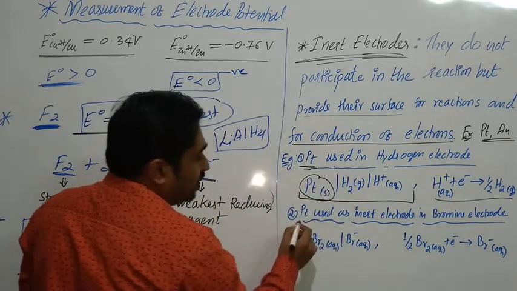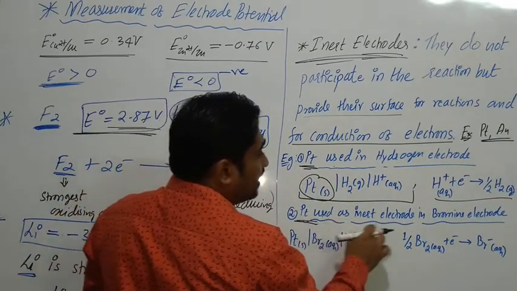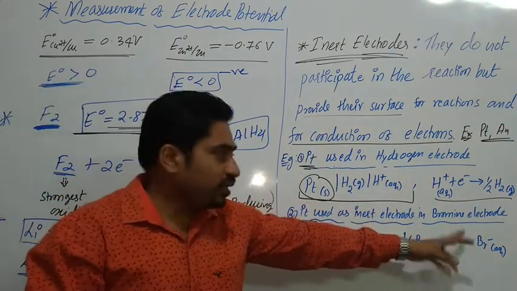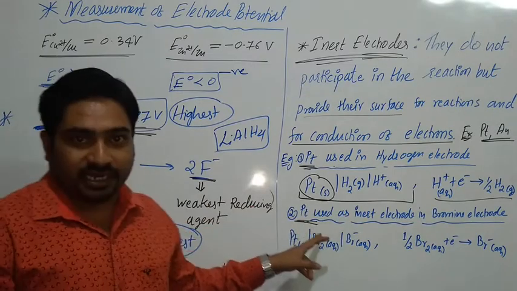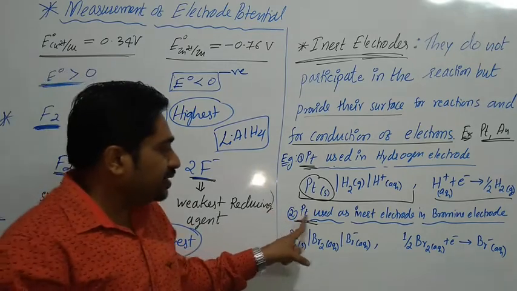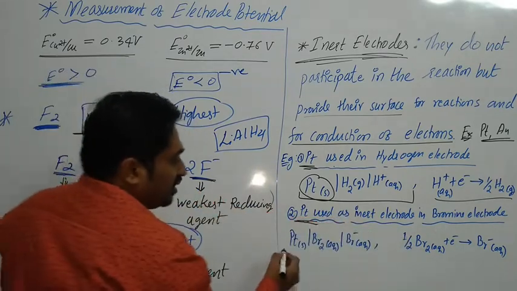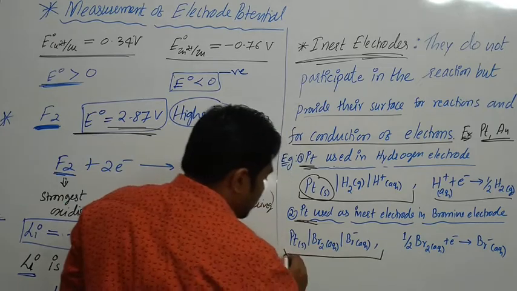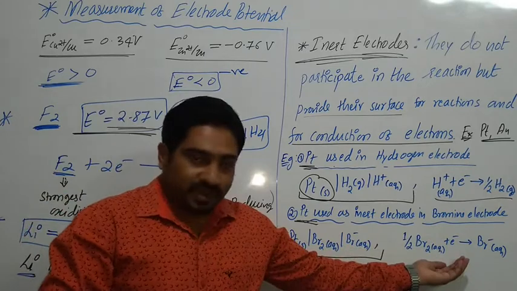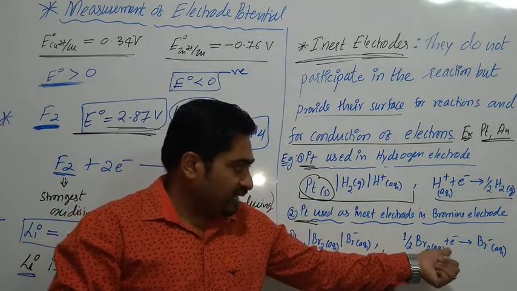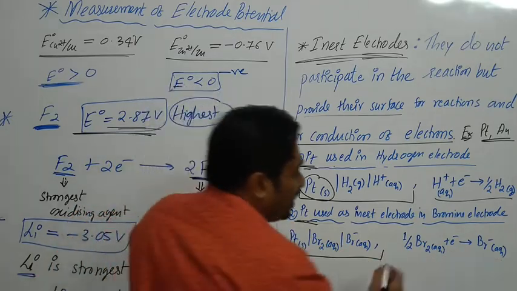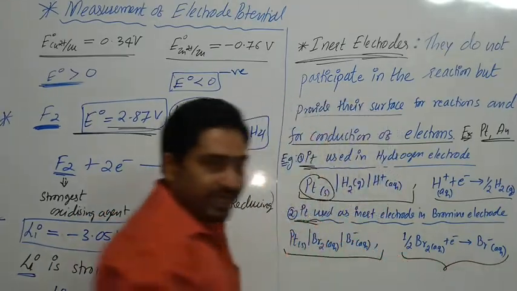And in a very similar example, platinum is used as the inert electrode in the bromine electrode. There is one more electrode known as the bromine electrode. In the bromine electrode we use platinum, as we use platinum in hydrogen. In the very same manner we use platinum in the bromine electrode. So this is the half cell representation of the bromine electrode. In this cell the chemical reaction taking place is that bromine gets electrons and is converted into bromide ions, the reduction of bromine. We cannot find platinum in this chemical reaction.